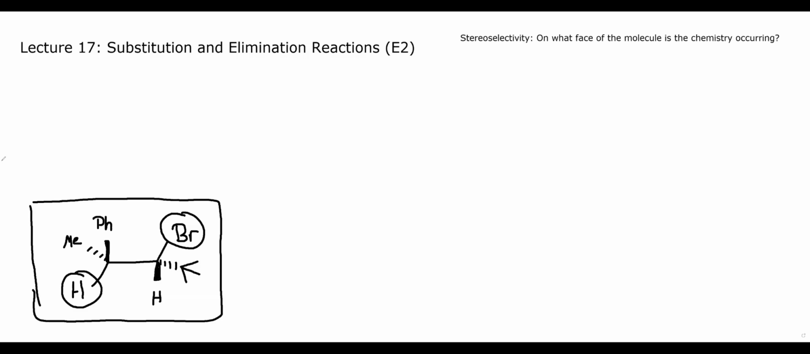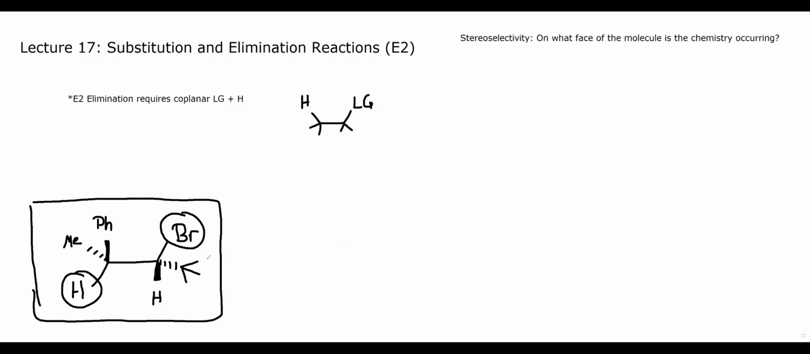Okay, so let's look at this in more detail. When we do E2 elimination, we require coplanar leaving group and hydrogen. This is very important. Okay, E2 reaction requires coplanar leaving group and hydrogen. So that means when we have a hydrogen and a leaving group, we want them to be in the same plane as each other. And the best way that we can look at that is with Newman projections.